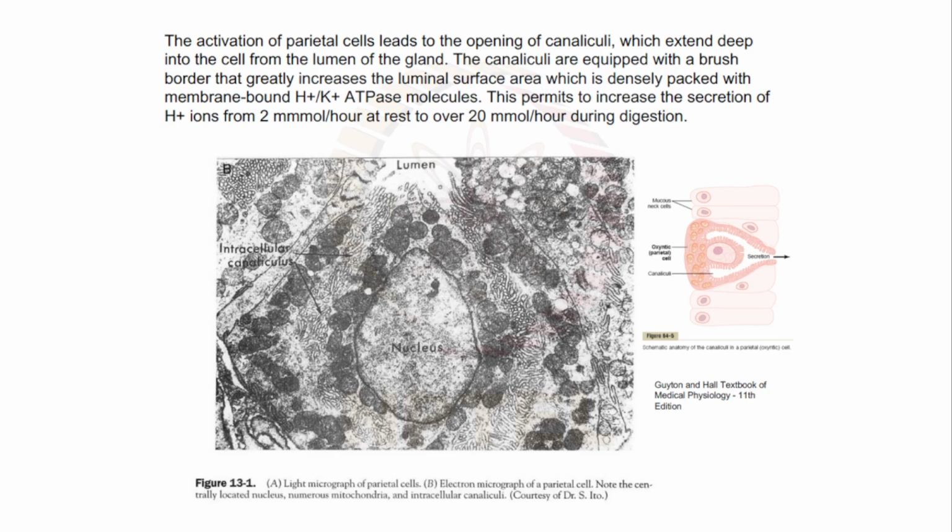Okay. So the activation of parietal cell leads to the opening of canaliculi. These are the canaliculi, which extend deep into the cell from the lumen of the gland. The canaliculi are equipped with a brush border that greatly increases the luminal surface area, which is densely packed with membrane bound potassium proton ATPase molecules. This permits to increase the secretion of H positive ions from 2 millimole per hour at rest to over 20 millimole per hour during digestion. So if you can see, there is a tenfold increase in the secretion of H positive ions into the lumen, where it can combine with the chloride ion to form the HCl.